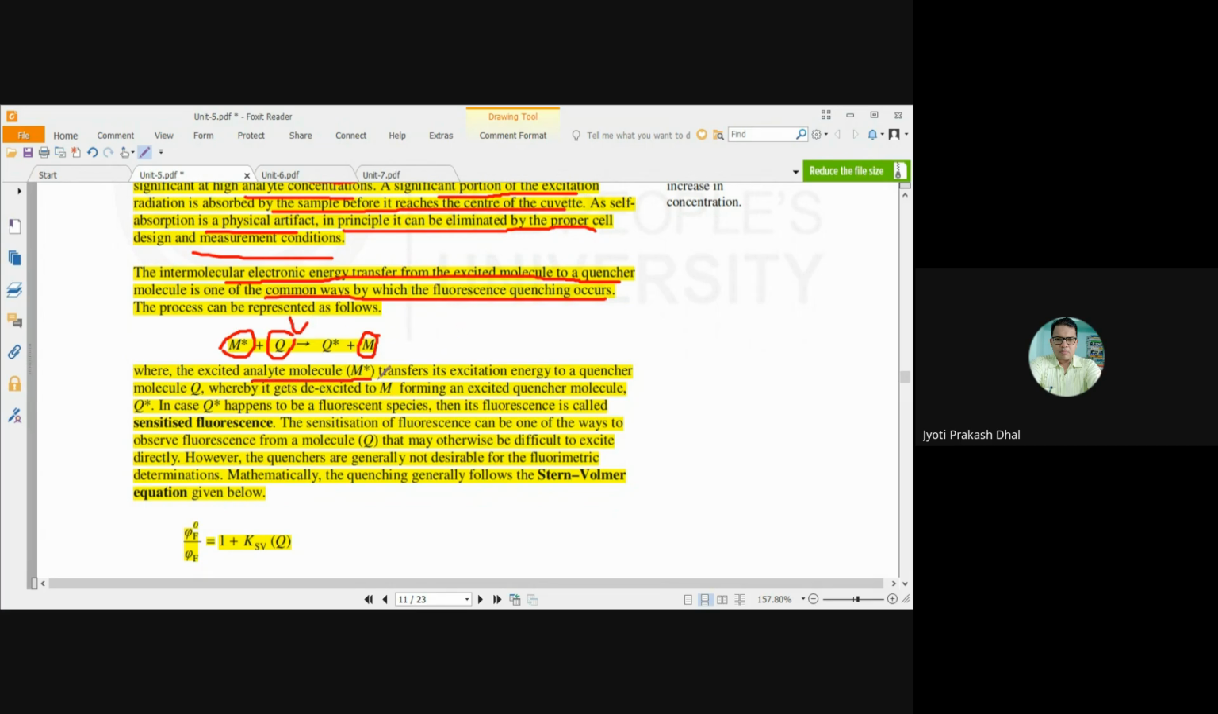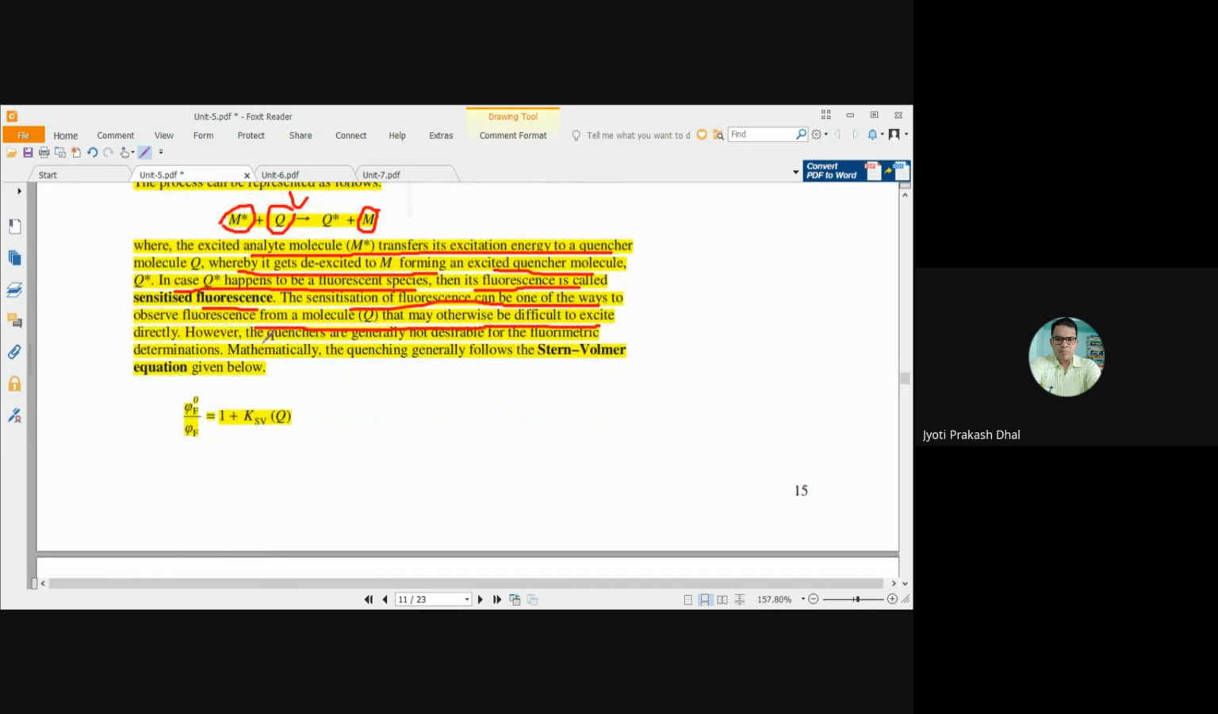When the excited analyte molecule transfers its energy to the quencher molecule, it gets de-excited to M, forming an excited quencher molecule, Q star. In case Q star happens to be a fluorescent species, then its fluorescence is called sensitized fluorescence. So the sensitization of fluorescence can be one way to observe fluorescence from a molecule Q that is otherwise difficult to excite directly. The quenchers are generally not desirable for fluorimetric determination.